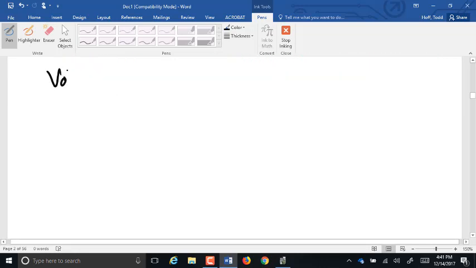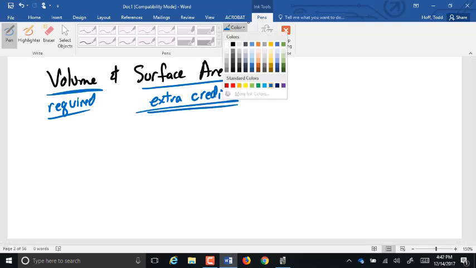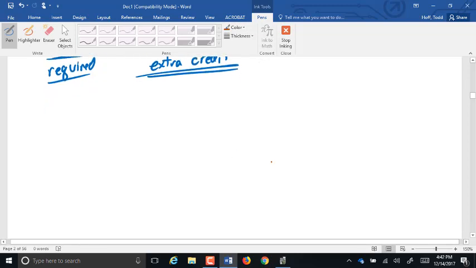Finally, we have volume and surface area. Volume is going to be required. Surface area will be on there, but it will be extra credit. So let's start out with a fun shape, like a cone.